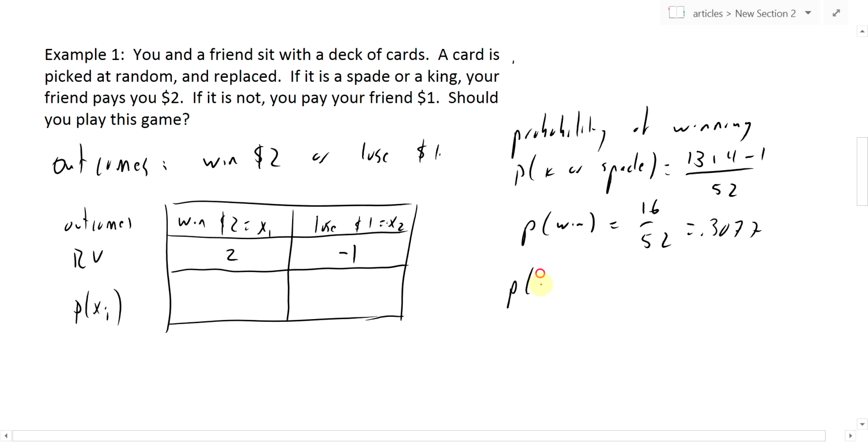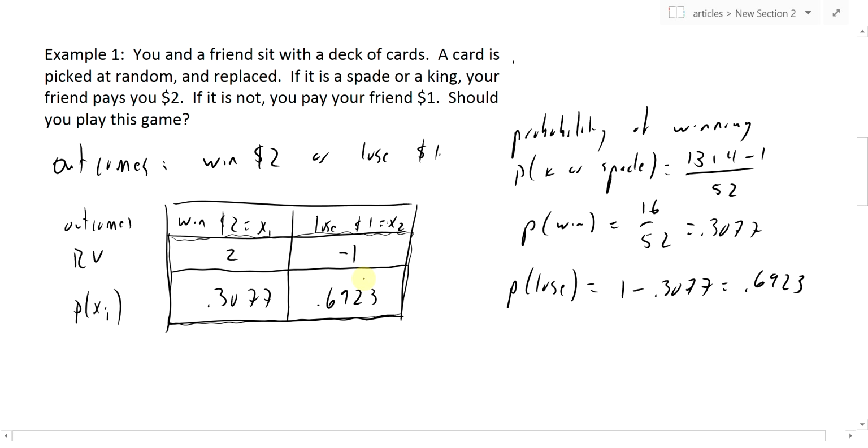Now what's the probability of losing? Well, we don't actually have to calculate the probability of losing directly. We know that it's 1 minus 0.3077 because it's a complement, and that's 0.6923. So 0.3077, 0.6923. This part is what the book uses, just the random variable and the probabilities.